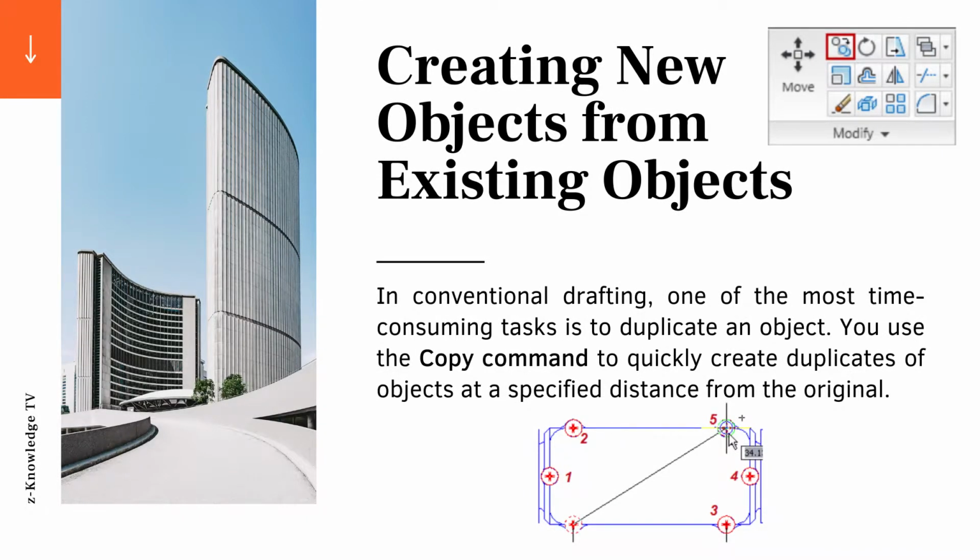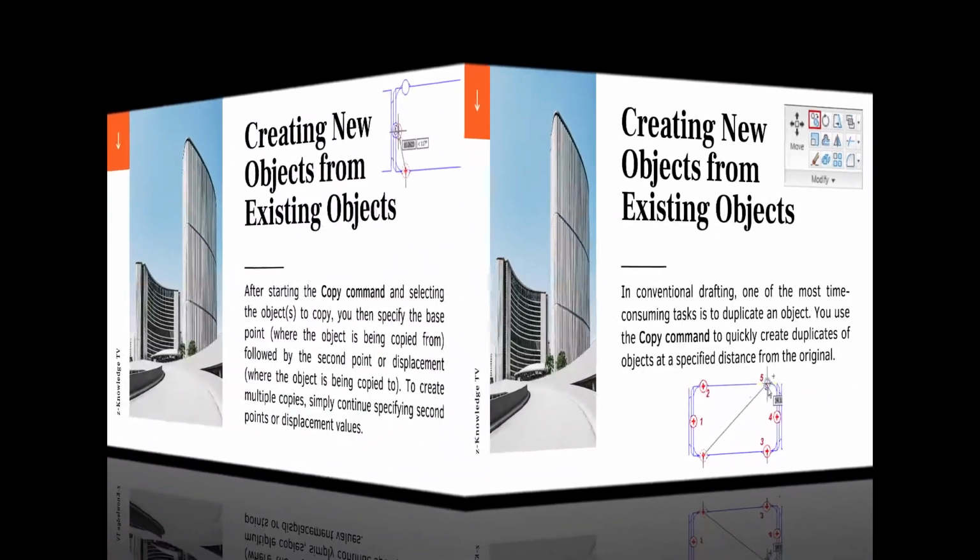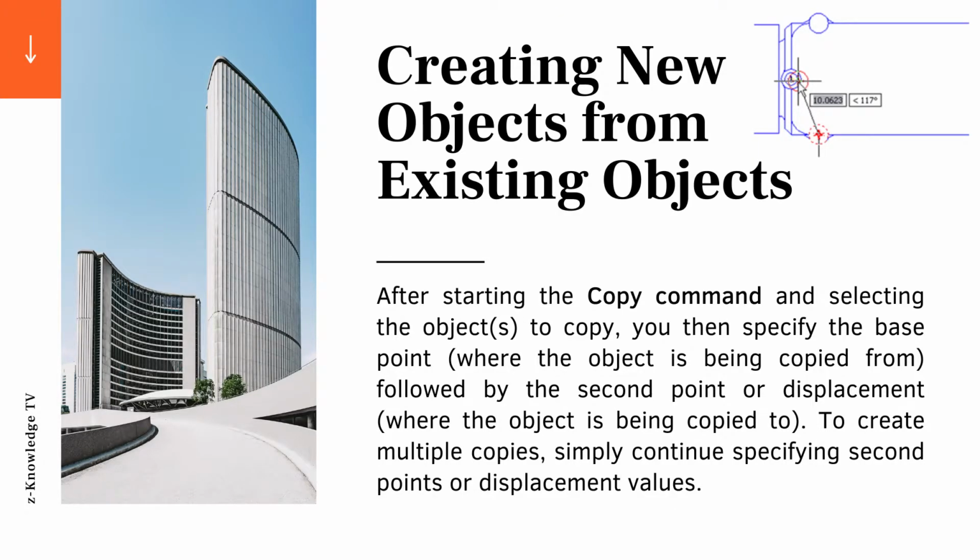In conventional drafting, one of the most time-consuming tasks is to duplicate an object. You use the copy command to quickly create duplicates of objects at a specified distance from the original. After starting the copy command and selecting the objects to copy, you then specify the base point where the object is being copied from, followed by the second point or displacement where the object is being copied to. So to create multiple copies, simply continue specifying second points or displacement values.